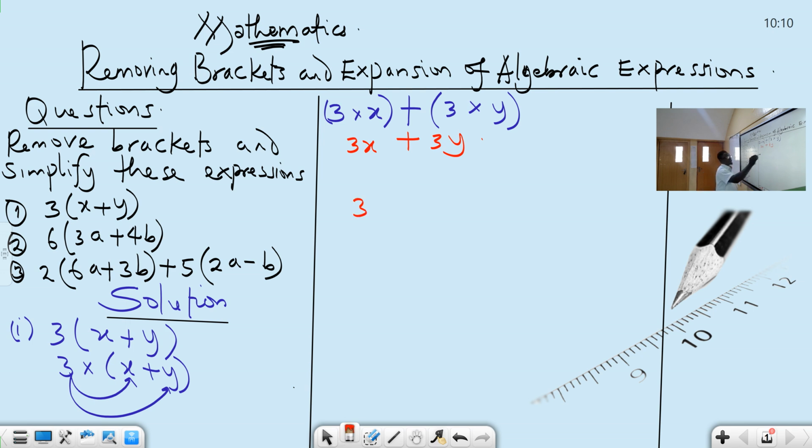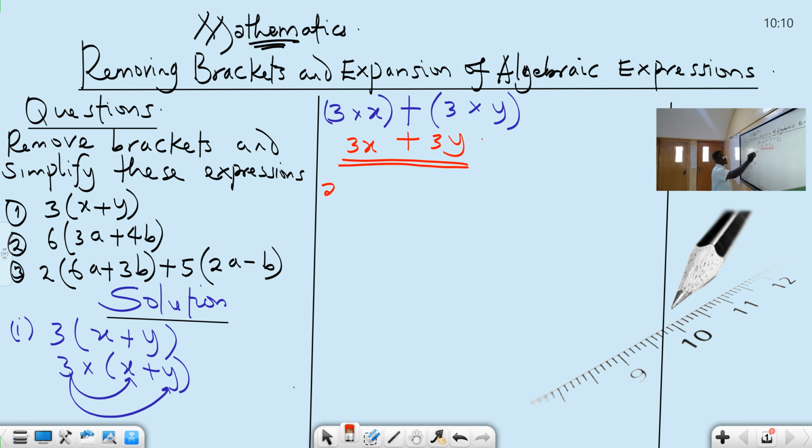In the case where you have 3x plus another 3x, this can give you 6x altogether because they are like terms. But in this case, we are just distributing 3 over x and y. So our final answer will be what? 3x plus 3y. We have expanded that expression.